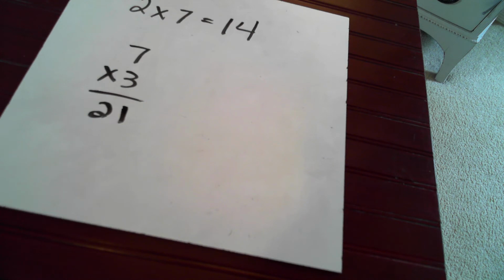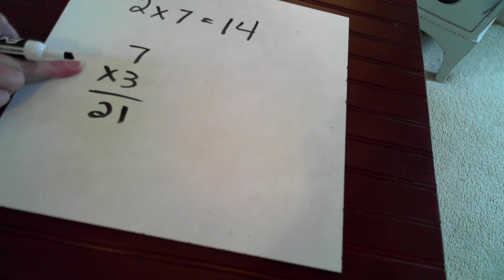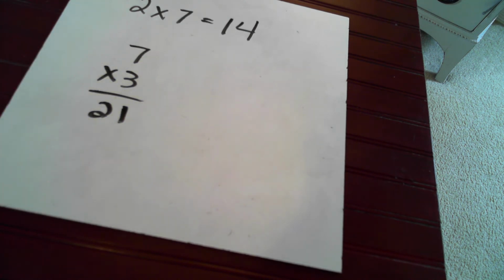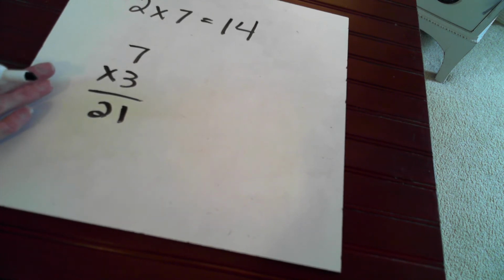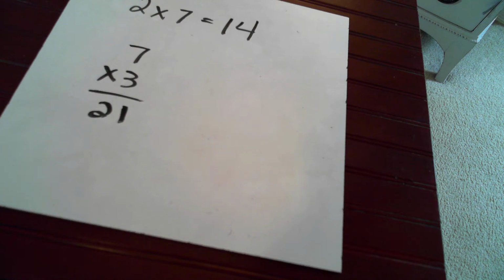So 7 times 3 equals 21. So we can read that as 7 groups of 3, or we can read it as 3 groups of 7, because remember this is commutative, so we can change the order of our factors and it doesn't change our answer. So I can say 7 times 3 equals 21, or I can say 3 times 7 equals 21, and I'm using the same numbers. And remember, this is 7 groups of 3 or 3 groups of 7. So if I'm using repeated addition, I'm adding 7 plus 7 plus 7 equals 21.